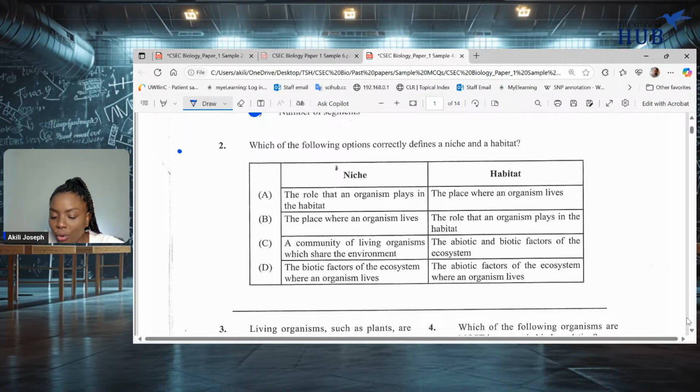So niche is going to be the role that an organism plays in the habitat, while the habitat is going to be the place where an organism lives. So that's going to be A.